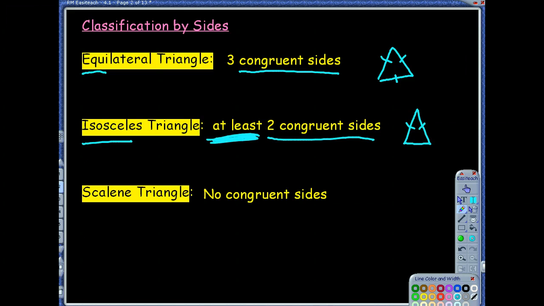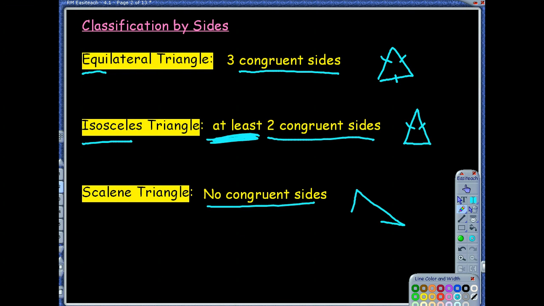And to add to that, the reason they throw in that "at least two congruent sides" is because there are characteristics of isosceles triangles that equilateral triangles will have as well. So they throw that in there so that you can use the same properties. And the last thing that we have is a scalene triangle, which is when you have no congruent sides.